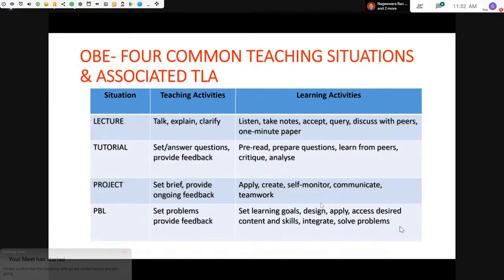Right. So now, coming back to this again, 4 common teaching situations. Okay. What I just briefed, I'm showing in a tabular column. See, this is where you have to put it: lecture, right? So you talk, explain, clarify. That is the teaching activity. What is the learning activity? The student should listen, take notes, accept it, ask queries, discuss with peers, and do a 1 minute paper.